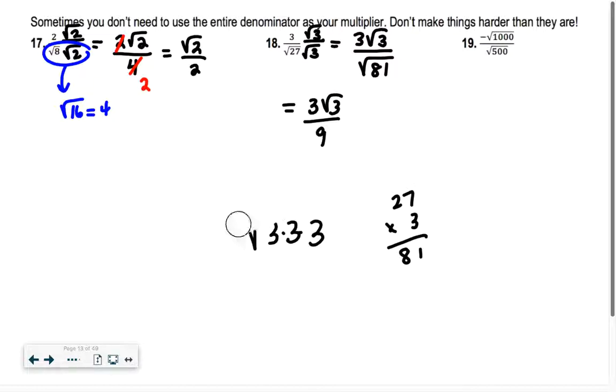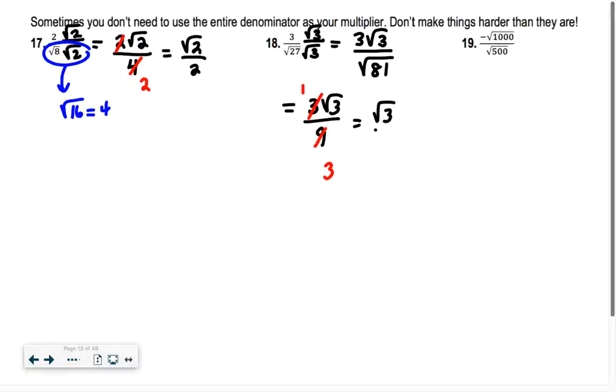Can we reduce it at all? Yeah, 3 and 9 becomes 1 and 3. So we end up getting square root of 3 over 3. And that's our answer.